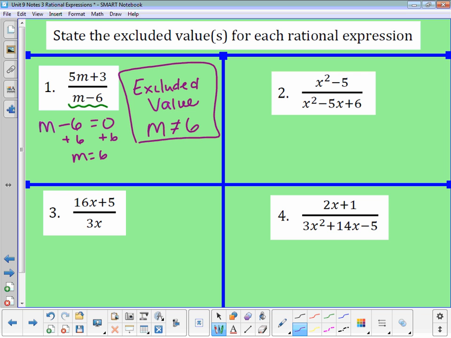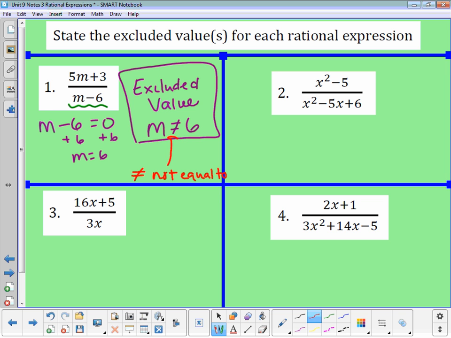So there's my excluded value. And we hopefully remember this symbol right here. This symbol is not equal to, just in case you forgot what that symbol means. Okay, so let's look at number 2. In number 2, I have x squared minus 5 divided by x squared minus 5x plus 6.